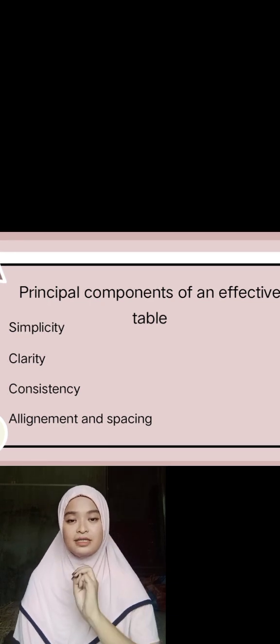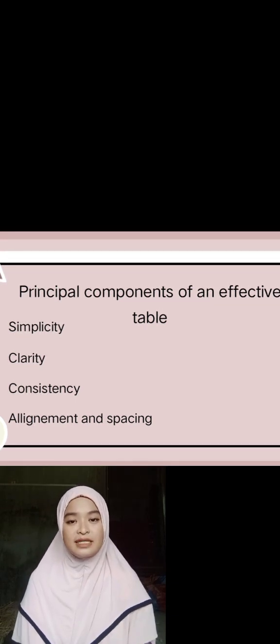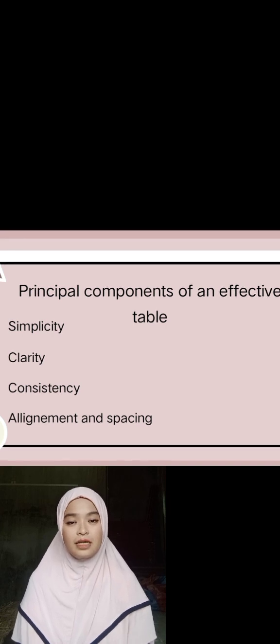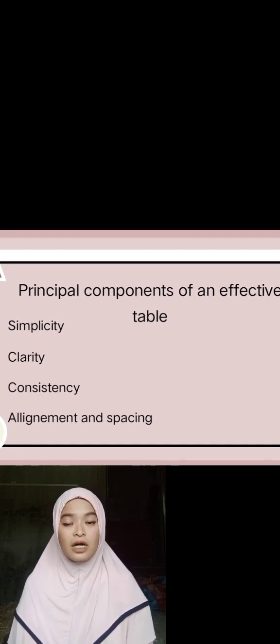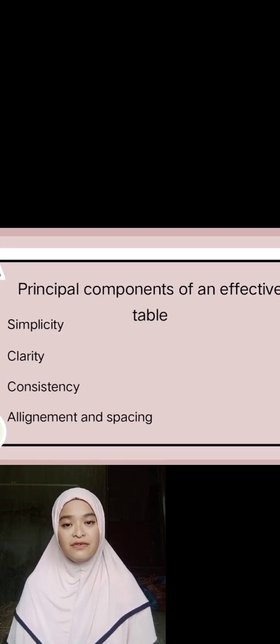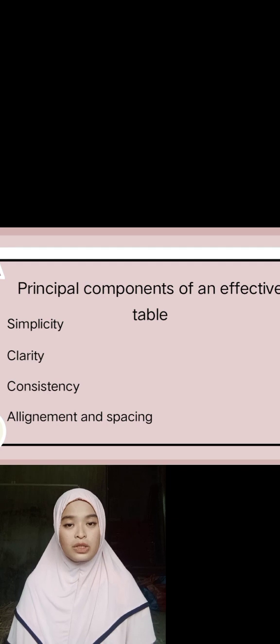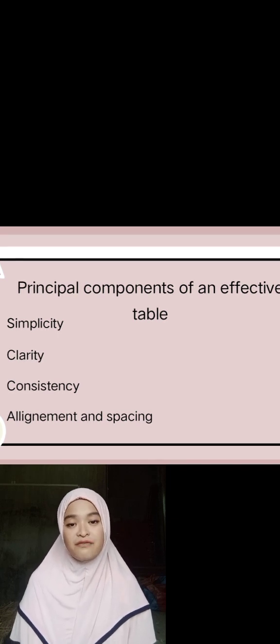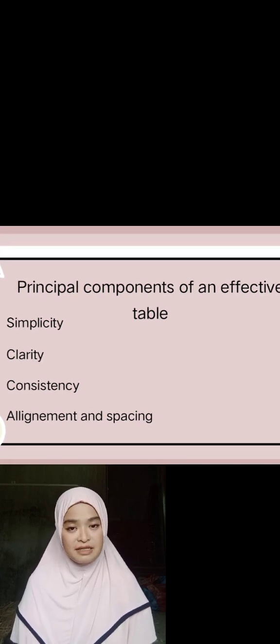The third one is consistency. Maintaining consistency in formatting, including font size, colors, and units of measurement, creates a cohesive and professional look. Consistency helps users navigate the table more effectively.